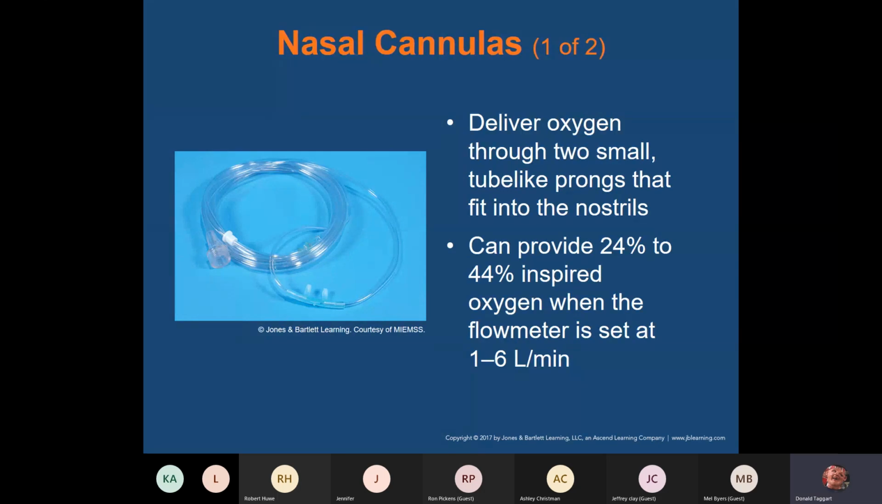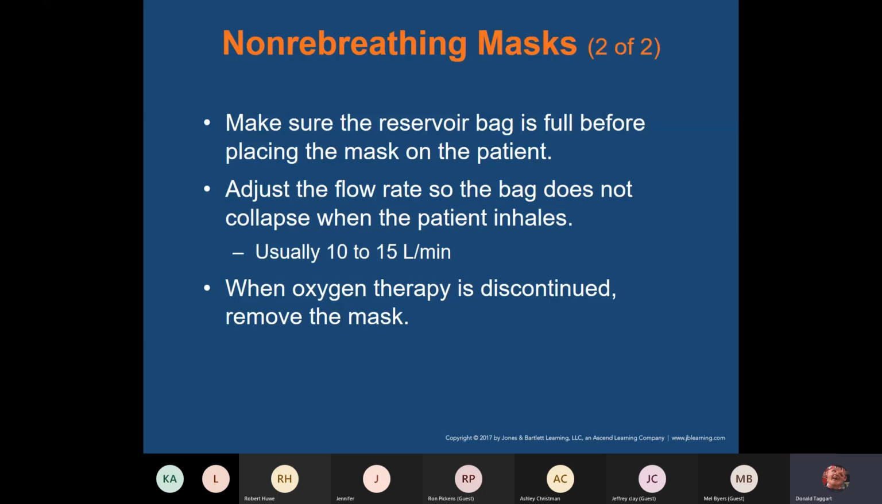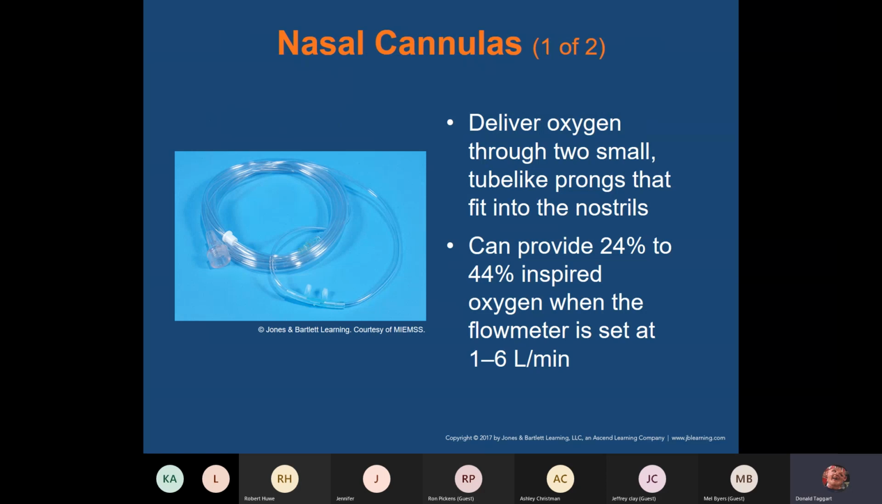So here's a nasal cannula. If you didn't write it down, you guys, a non-rebreather mask needs to run at a minimum of 10 up to 15. The nasal cannula runs at 1 to 6. In fact, I don't typically go above 4 because you can hear it whistling. It's a lot of pressure and oxygen. So 1 to 6 liters per minute for the nasal cannula, and it'll provide 24 to 44% oxygen.